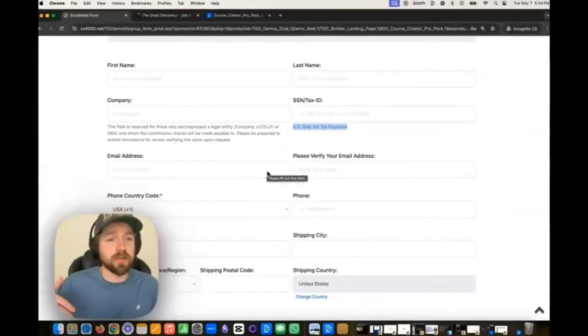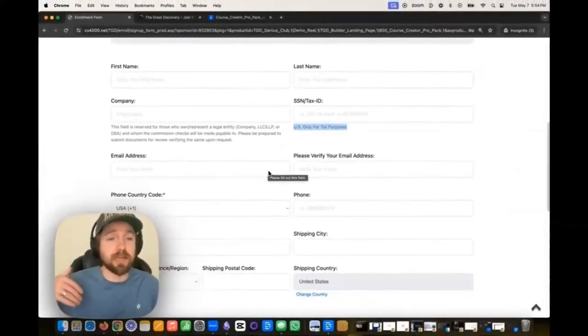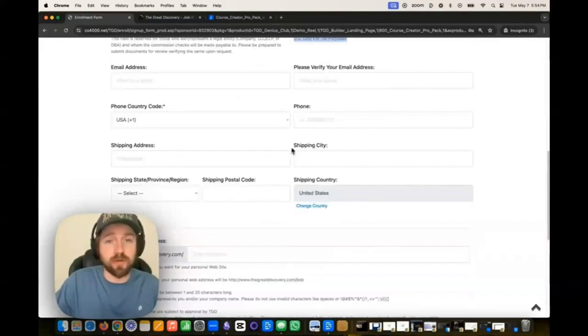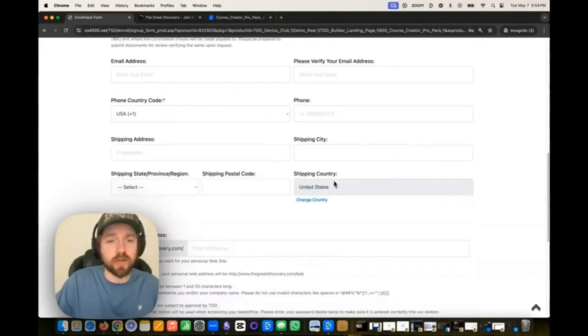If you're from another country, you can enter your government ID, your passport ID, your identification number, whatever you have in the government ID section, you can put that in there. Put in your email address, your phone number, your street address, your shipping city, your state, province, or region, your postal code, and your country.